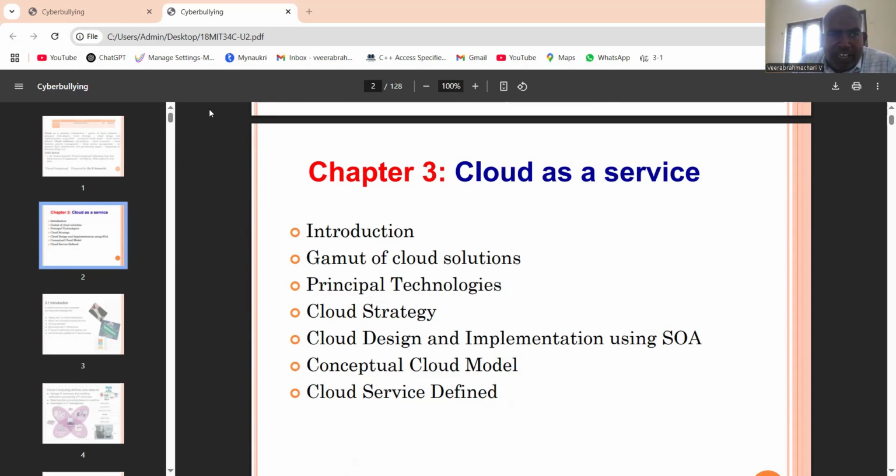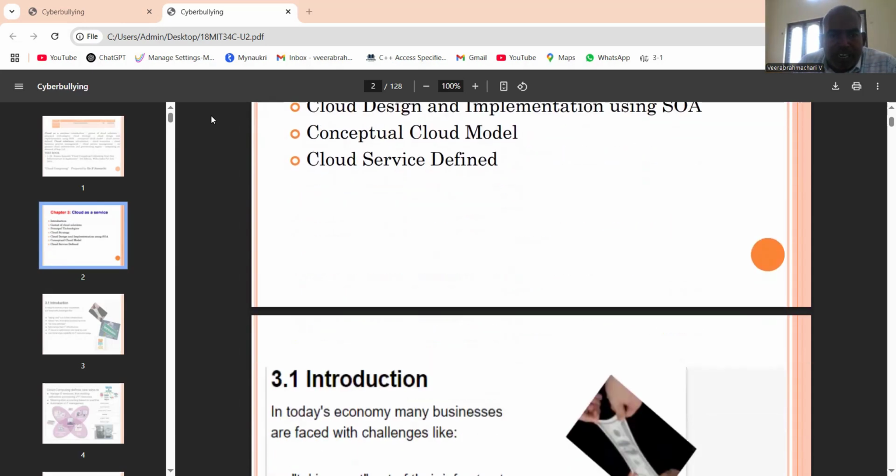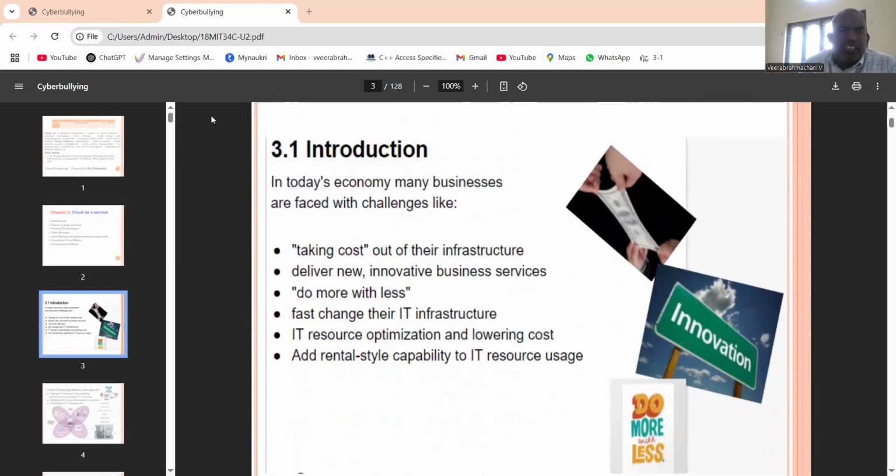Next is the introduction of cloud computing. In today's world, businesses are faced with various challenges related to data. Many business applications are faced with challenges like the cost of their infrastructure, and the cost increases with the storage of data.